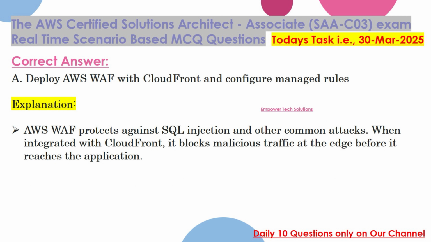Correct answer: A. Deploy AWS WAF with CloudFront and configure managed rules. Explanation: AWS WAF protects against SQL injection and other common attacks. When integrated with CloudFront, it blocks malicious traffic at the edge before it reaches the application.